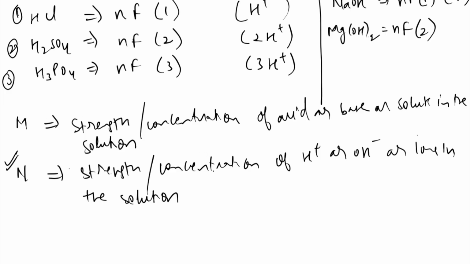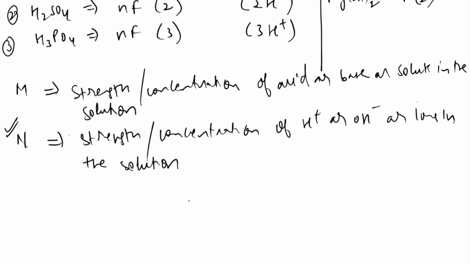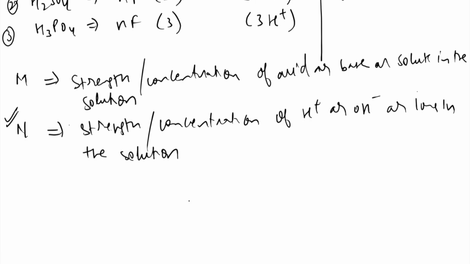Because it gives you the exact concentration, like how many H plus ions and how many OH negative ions are available for the actual reaction. So that is why we have to take into account the N factor in the case of normality. Alright, so let's just do a simple numerical. Then I will show you the relation between molarity and normality. Okay, we'll start with the numerical.